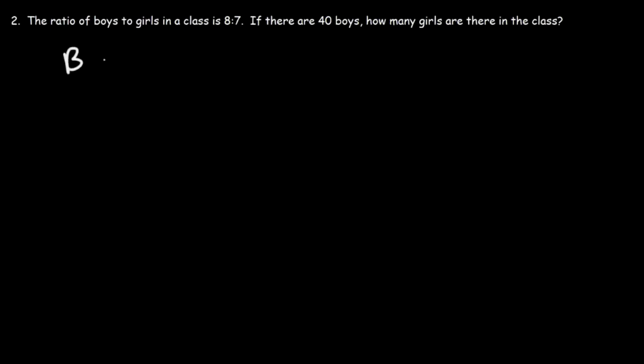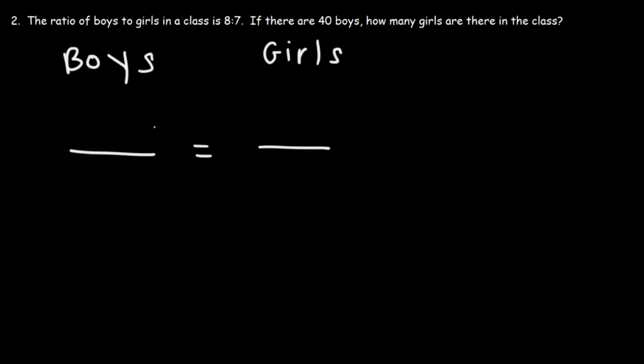So what we're going to do is put the information relating to the boys on the left side and the information relating to the girls on the right side. We need to set up a proportion. We need to write two fractions separated by an equal sign. Now the ratio of boys to girls is 8 to 7. So that means that if there are 8 boys in a class, there's going to be 7 girls in that same class. Now if there's 40 boys in a class, how many girls, or X, will be in that same class? So this is the formula that we need to solve.